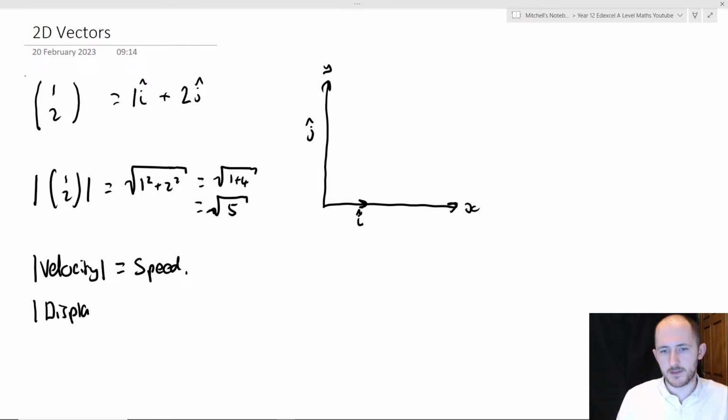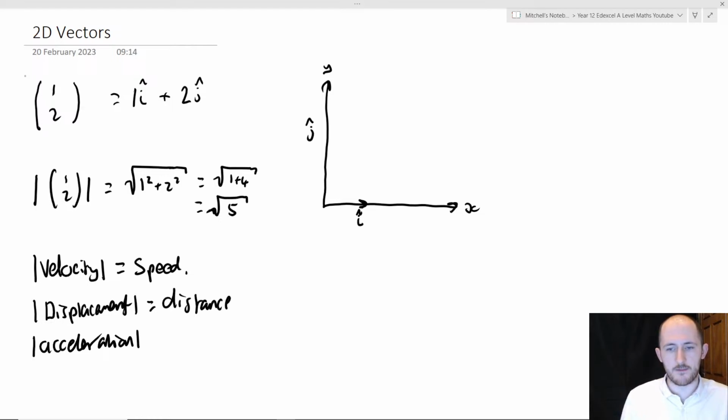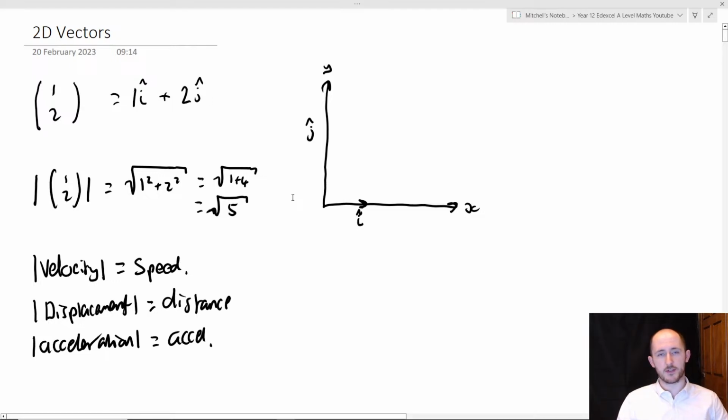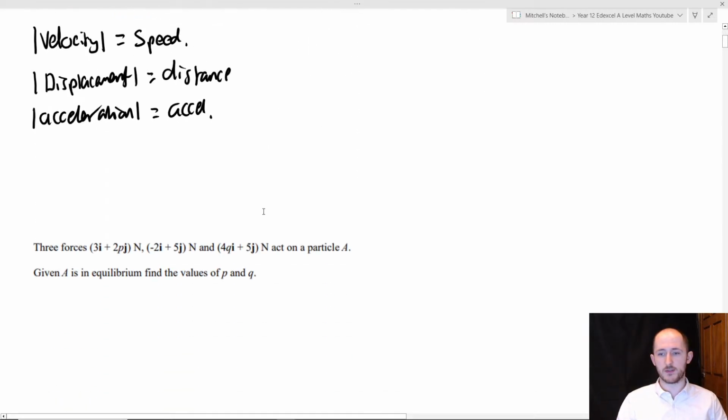So you have displacement. That would give you just how far you've travelled, so just the distance. In terms of acceleration, you can have an acceleration vector, and when you find the magnitude, you're just left with regular acceleration. So just basically the magnitude, the size of it. So when you take the magnitude, it means you get rid of the direction, and the only thing you have left is basically how big the vector is. Okay, just the size.